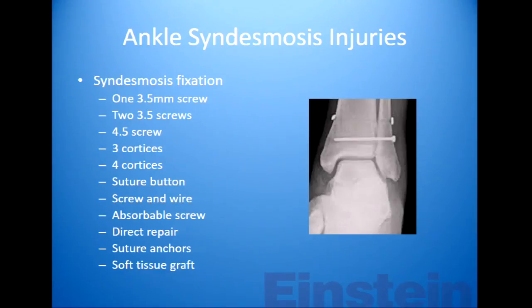You can use a screw and wire, where you put screws in the tibia and the fibula and a little figure of 8 wire between the two. Absorbable screws have fallen out of favor, but were available, where you put a screw in, it held it, and then it absorbed so that you were not rigid across there and you didn't see it as much on X-ray. A direct repair, you can suture the ligaments. You can use suture anchors. It's a little bit of a newer technique that I'll show some pictures of, and you can do soft tissue grafts. You can use allograft tendons, all can be done. I don't think the list ends there either.